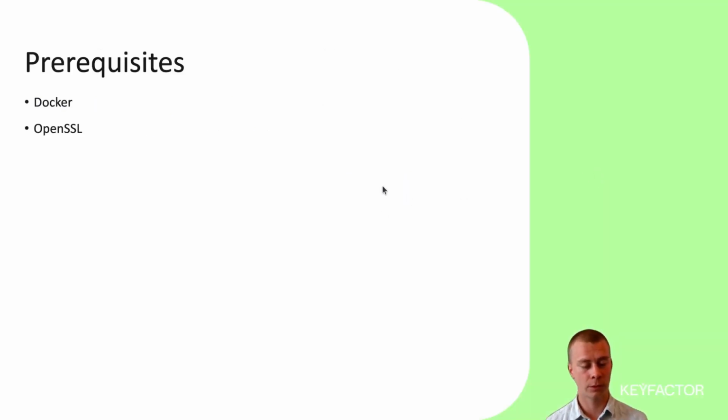To follow along with this tutorial, you would need to have Docker installed on your machine, and we will also be using OpenSSL to emulate our IoT device when we issue our first DAC. You can find more information about these tools in the description below.